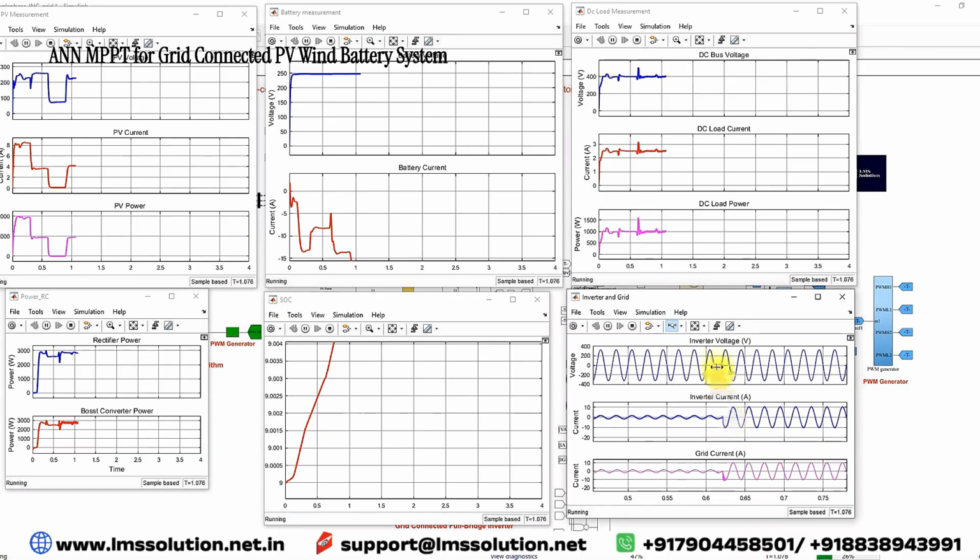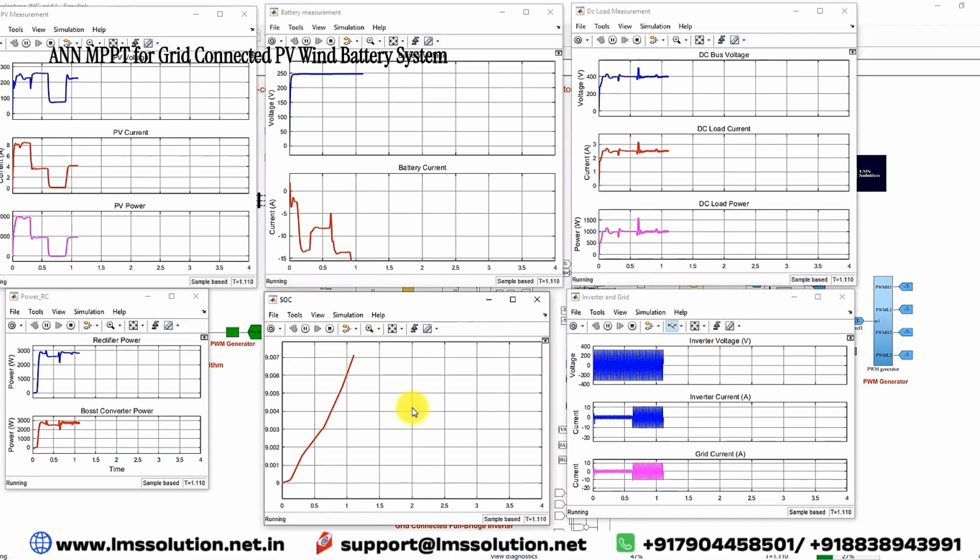For this condition, the system works well. We are getting power from the grid during this condition. That means when IPV is less than 0.5 amps and the SOC is less than 10 percent, the system works well during this condition.